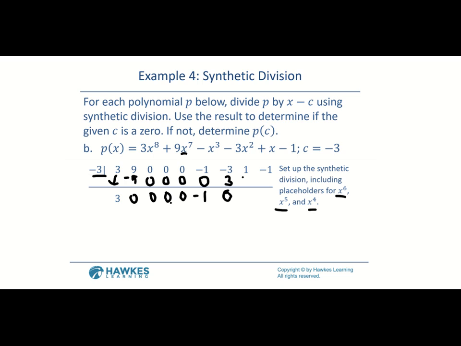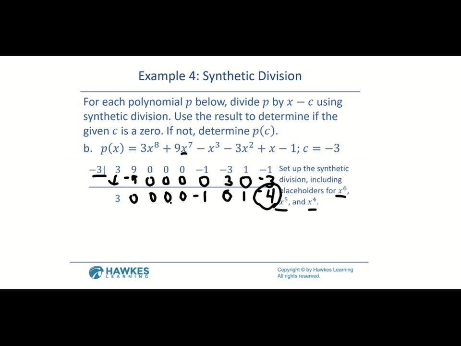Now we have another 0 here because negative 3 times 0 is 0. 1 plus 0 is 1. Negative 3 times 1 is a negative 3. So we end up with a negative 4 right here. And again, because this is your last one, this is a remainder. You do have a remainder in this problem.